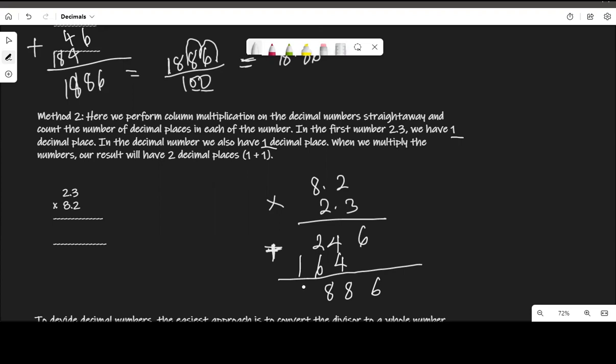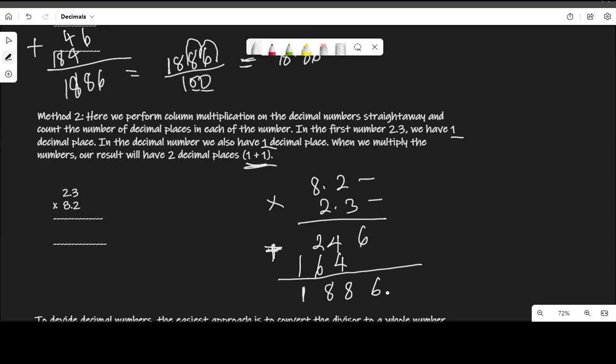Then 1 plus 0 is 1. I will count the number of decimal places in both the upper number and the lower number. Now, how many decimal places do I have here? 1 and 2. 1 for the first number, 1 for the other number. So altogether we have 2 decimal places.